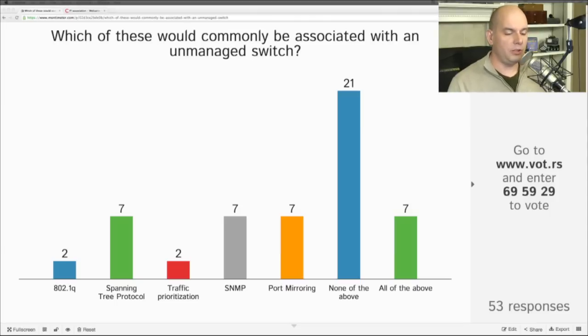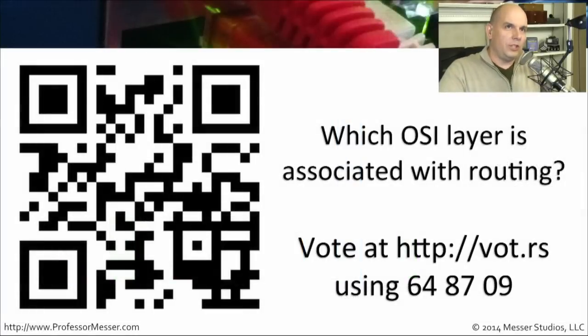All right, I have another question for you. Do not answer in the chat room, but we're going to stick with this idea of infrastructure devices. And the question that I have for you is, which OSI layer is associated with routing? And I should probably say most commonly associated with routing, because routing is something that has a particular OSI layer that people most often think about.